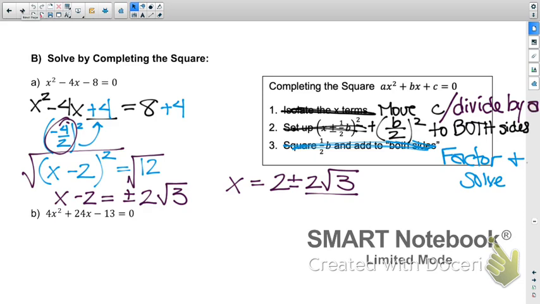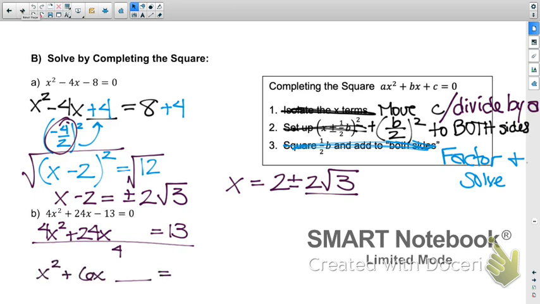Now, why did I not do that in the first one? You didn't need to. I didn't need to. It was 1, right? All right. So in B, let's do the same process again, and then we're going to practice some, because this is the one that we always need practice with. I move my 13. Here is where I would just divide by 4 to get rid of it. If you divide by 4, you got to divide everything by 4. Yes, that makes a fraction over there. We're going to deal with it. Okay?